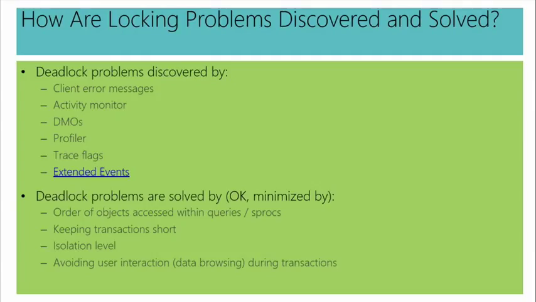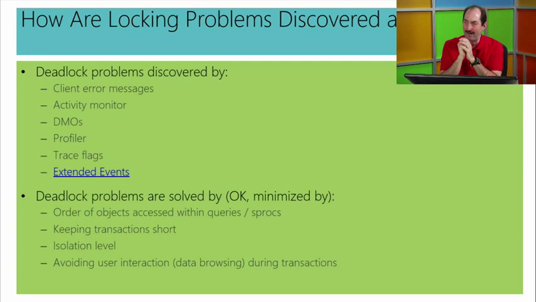Now, finally, deadlock problems are solved. Wait, that's not quite accurate. You cannot completely solve deadlock problems. Some deadlocks are just going to occur, but you want to minimize them. Some ways to minimize them would be making sure that the stored procedures that access a series of objects access them in the same order. Also, think special operations team. When I say spec ops, think of the Navy SEALs.